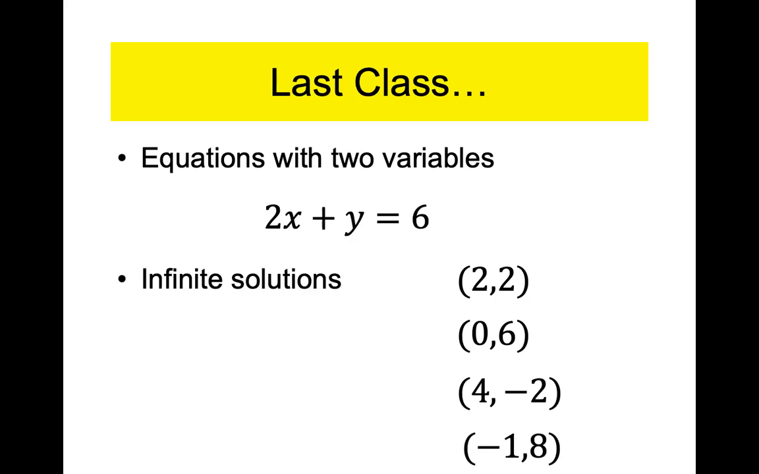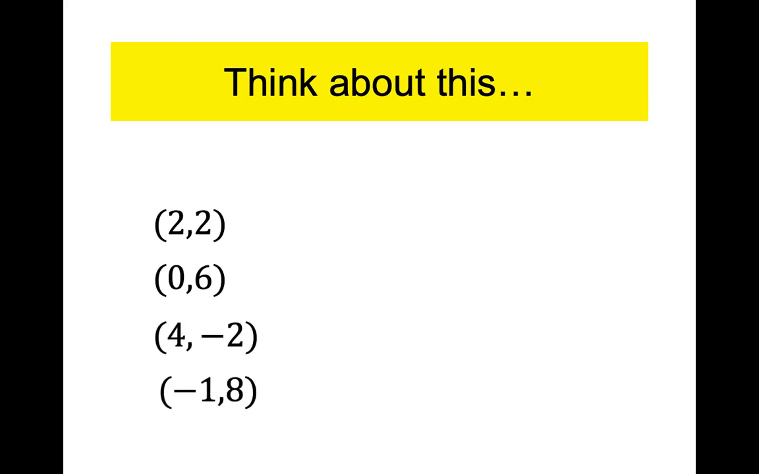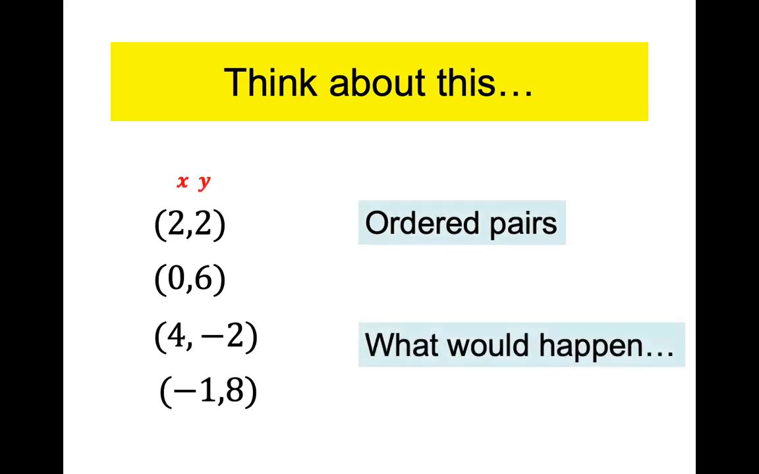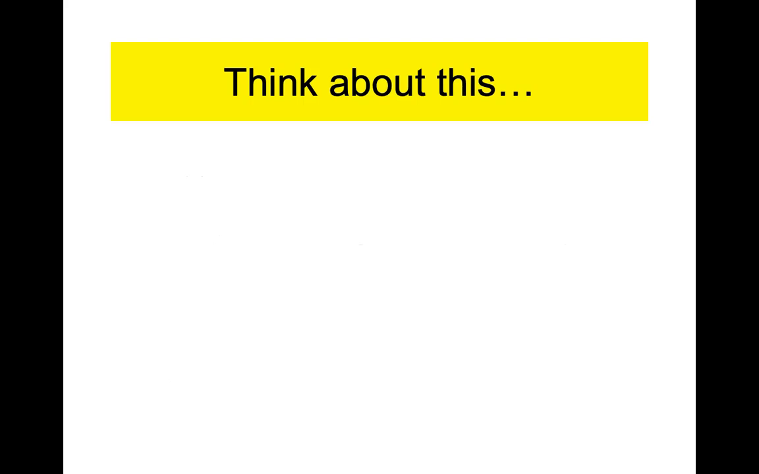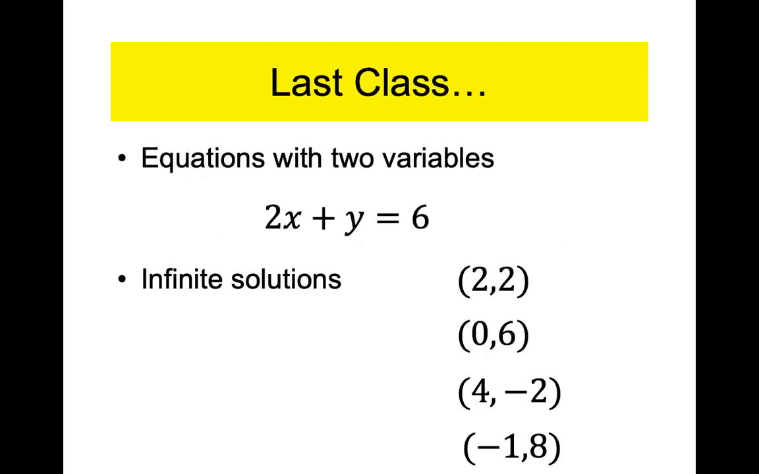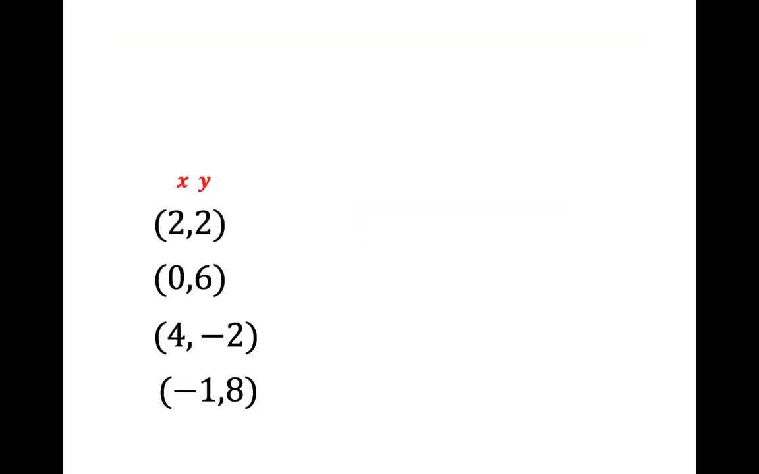So solutions to equations that look like this have infinite solutions, number one. But number two, these are all points, literally points. There's an x and there's a y. They're an ordered pair. So what would happen if we graph those points? By the way, these were solutions to that equation. Here are 4 solutions to that equation. So let's graph those points.